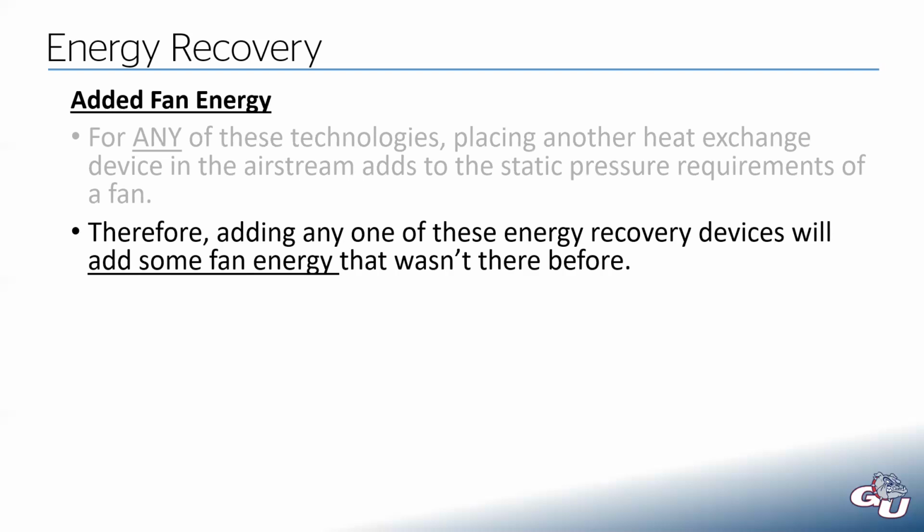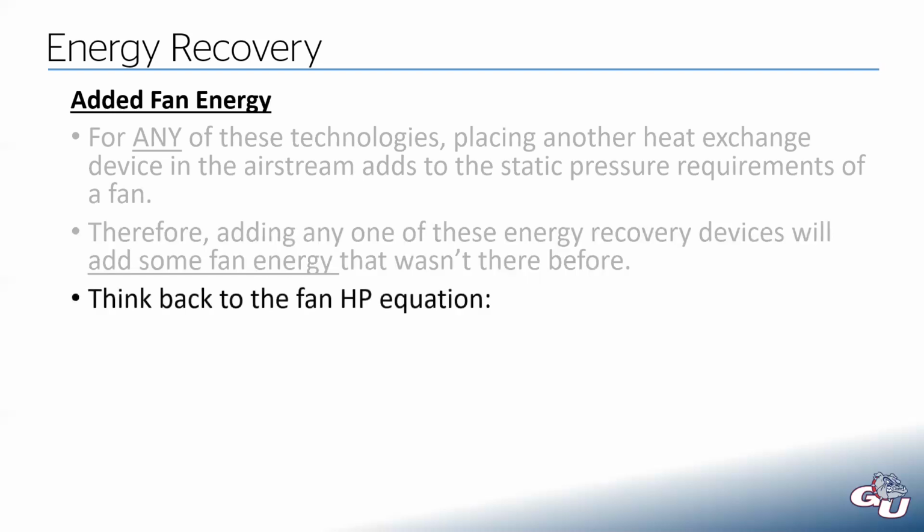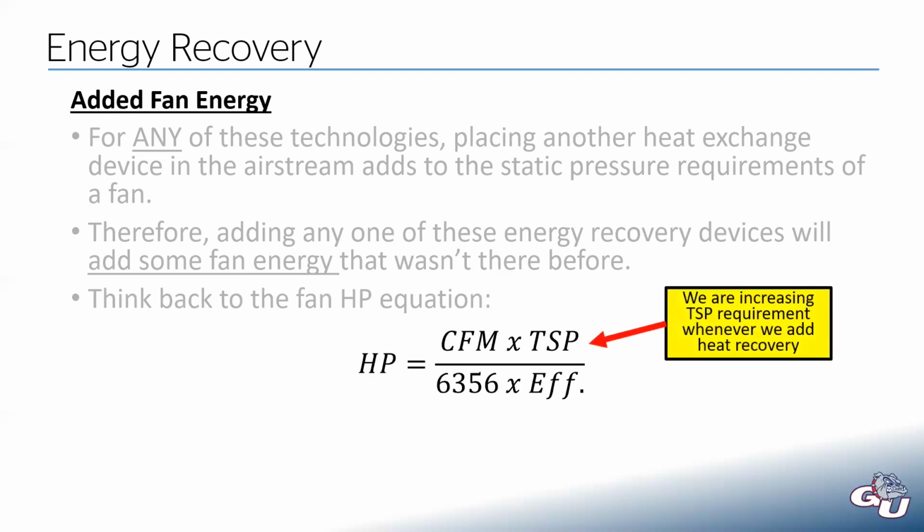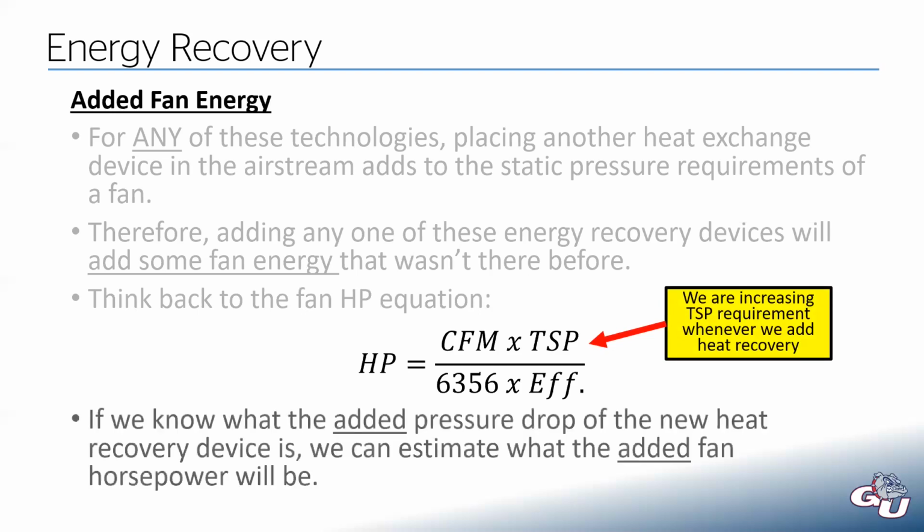If you think back to our fan horsepower equation, CFM times total static pressure divided by 6,356 times the product of our efficiencies, we are increasing that value, our total static pressure requirement, by adding a recovery device. And if we know what that pressure drop is that we're adding, we can now estimate what that added fan horsepower is going to be.